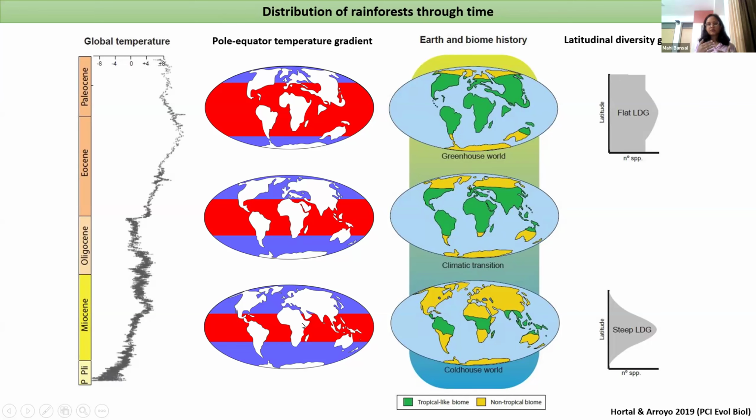Now, this variation in the temperature pattern is also reflected in the distribution of tropical rainforest or tropical biodiversity. So when the temperature was high, the tropical-like biome or the tropical biodiversity was expanded up to the higher latitudes. But as we move towards geologically recent time, these tropical-like biomes got restricted to the low latitudes.